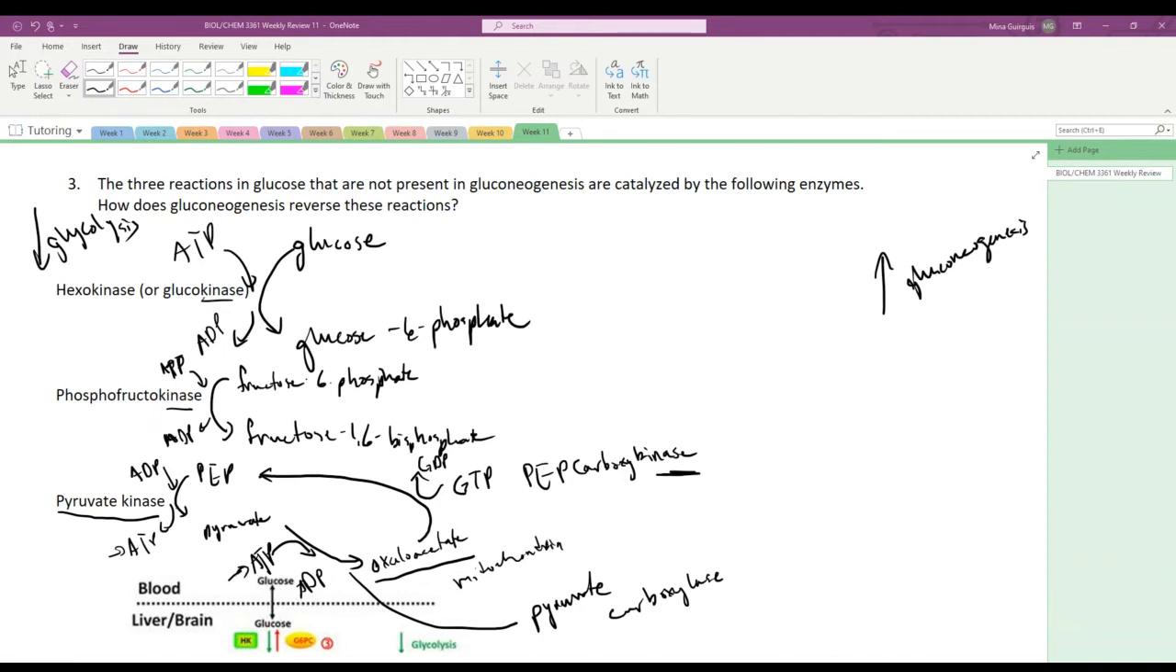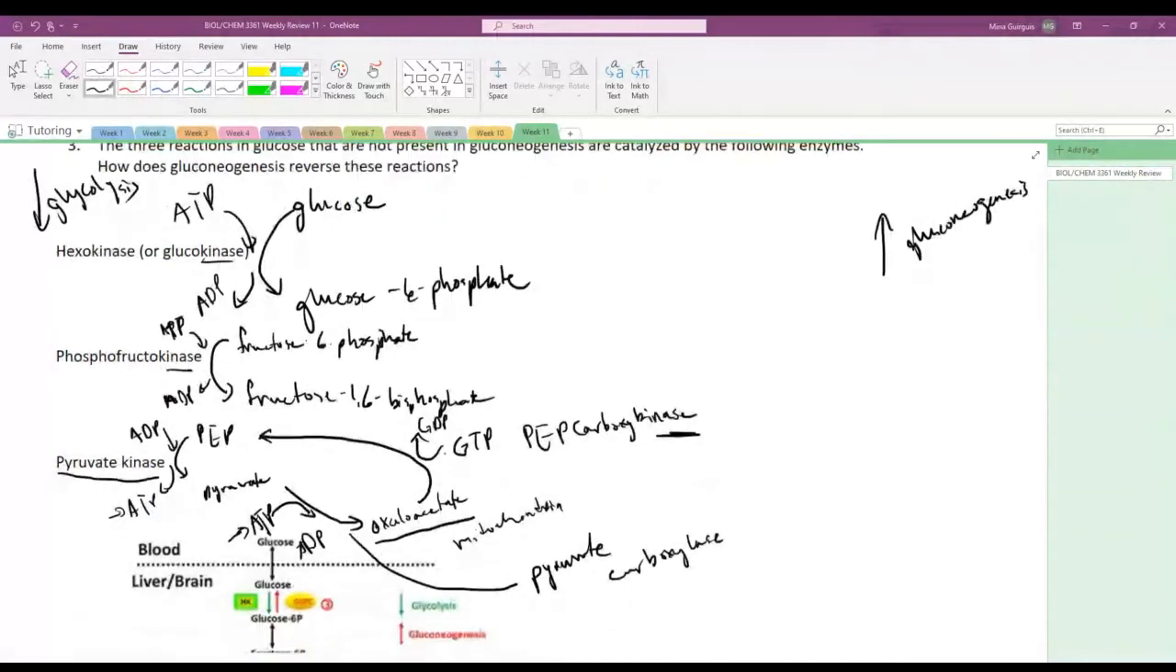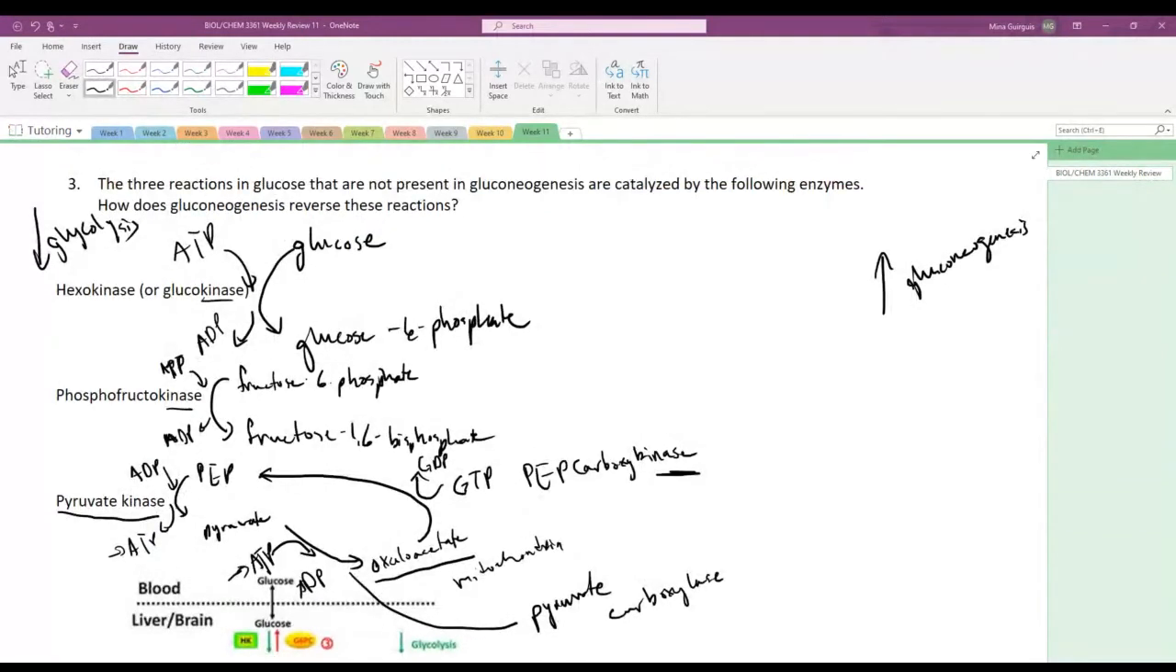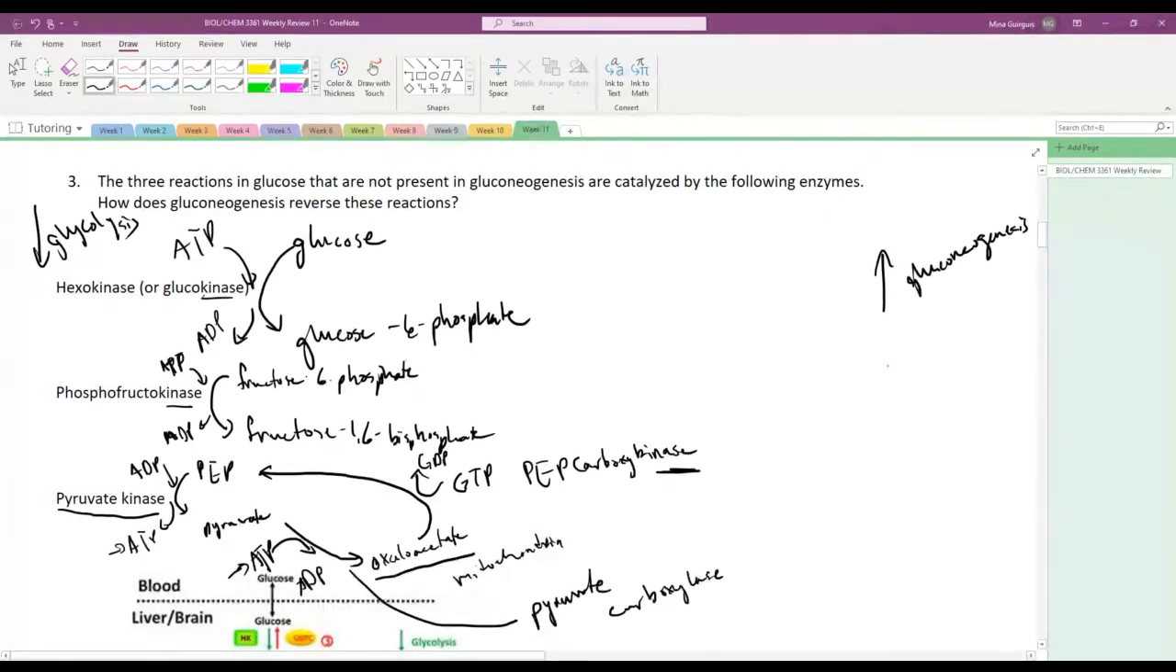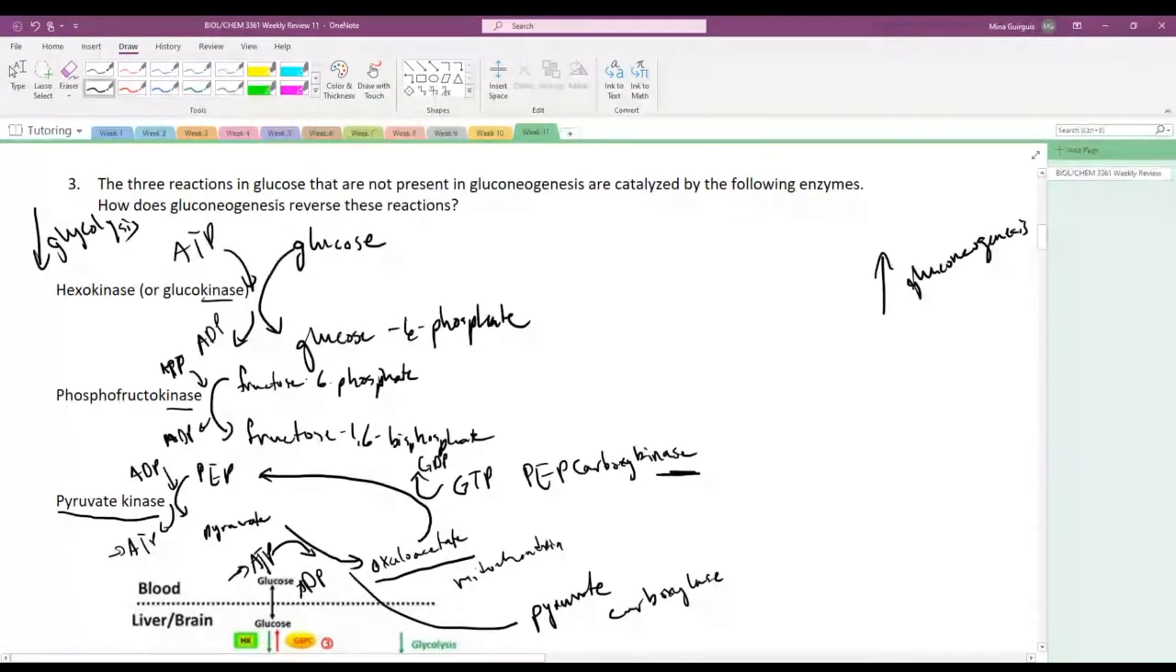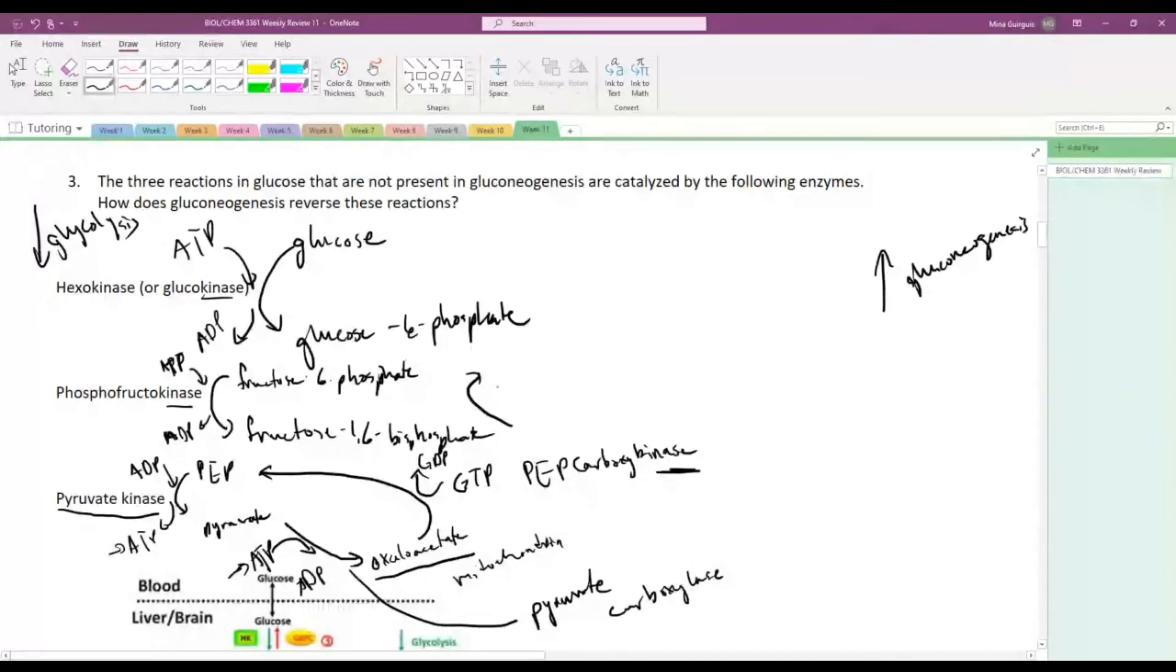So gluconeogenesis is costing us energy. Okay, that's the first important thing to keep in mind. Okay, so now shifting gears to the next reaction. So fructose 1,6-bisphosphate, fructose 6-phosphate. This one is a little bit easier because it's just one reaction, no more 2 reactions to do one thing. And this one reaction is catalyzed by fructose 1,6-bisphosphatase.